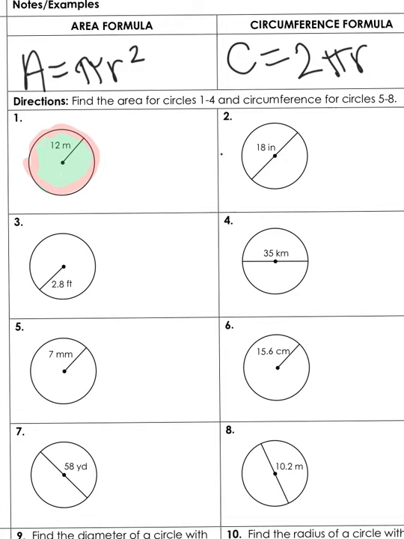The directions say to find the area for circles 1 through 4 and the circumference for circles 5 through 8. I will do 1 and 2 and 5 and 6.